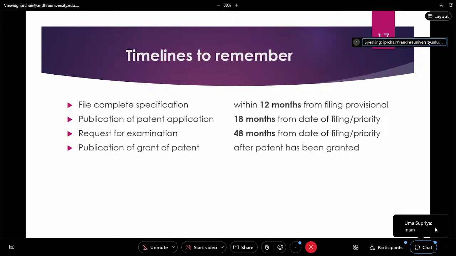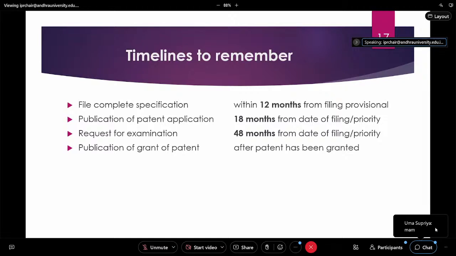Publication of grant of patent. So there will be two publications of your patent application. The first one is the 18-month publication, when your application is just filed and it is just published as it is. That is the 18-month publication. The last one is the grant publication. So your patent has been granted and the grant has been published. Now you can say I have got a patent.